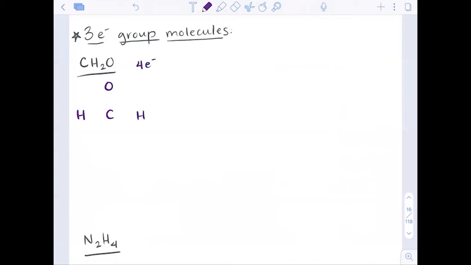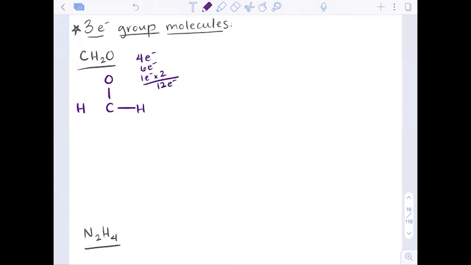Carbon brings 4 electrons to the table. Oxygen brought 6. Each one of those hydrogens brought 1 electron. So therefore we have 12 electrons total: 2, 4, 6, 8, 10, 12. When I look at what my structure has given me, I would say, you know what? I don't want to put that as a lone pair. I want to go ahead and share one more pair so that carbon gets an octet. I ran out of electrons and I didn't have an octet for carbon. So this would be a 3-electron group structure. We would imagine that that is trigonal planar.